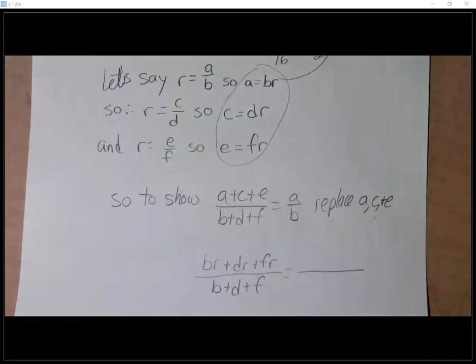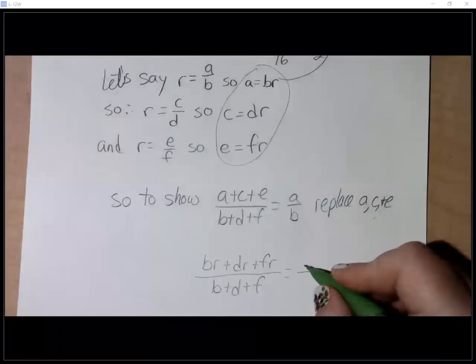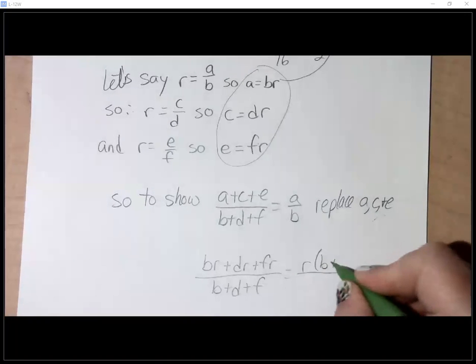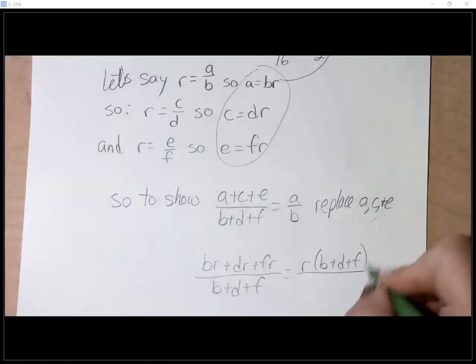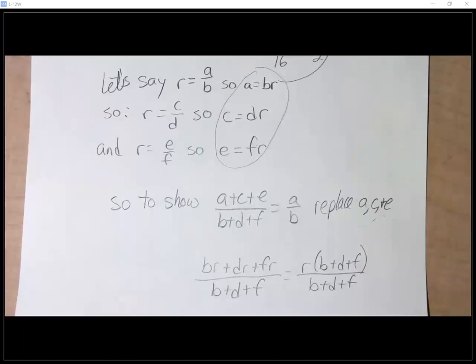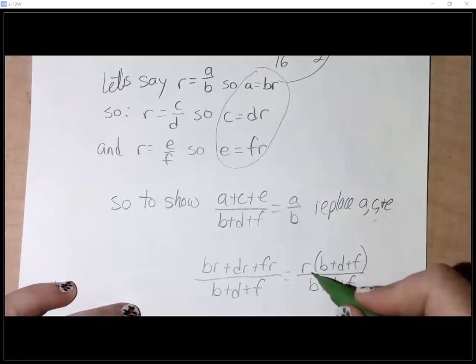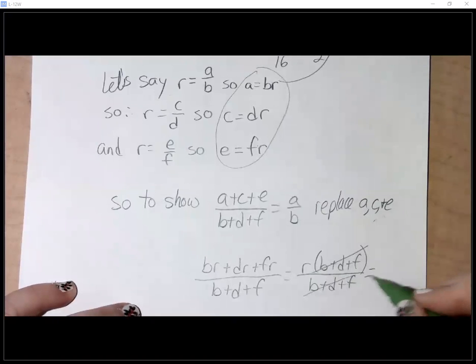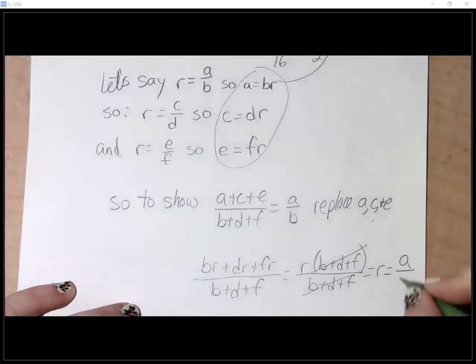Yeah, I'm going to do it the other way. I'm going to pull out the R. Don't they all have an R in common? Let's factor out that R, and then I'm left with B plus D plus F. On the denominator, I have B plus D plus F. What does that mean? What can I do? I can cancel them because I have all of that and all of that. So I'm left with just R, and R is just equal to A over B.